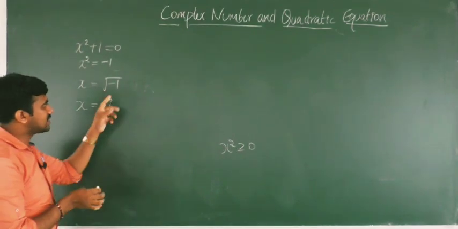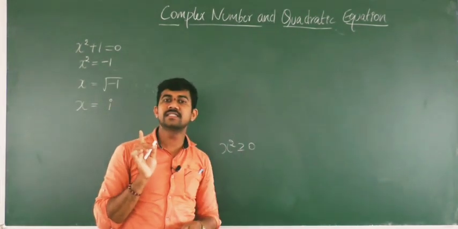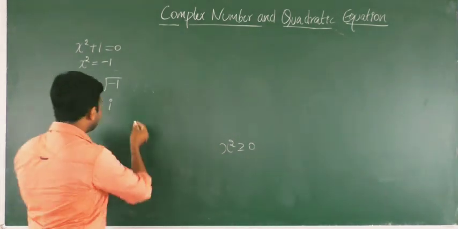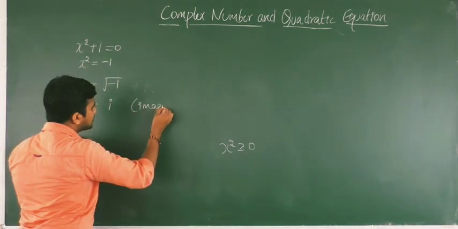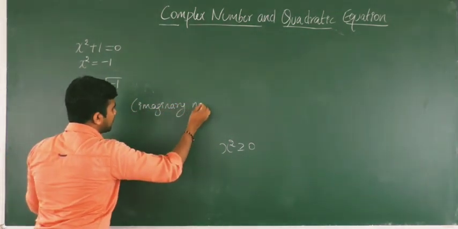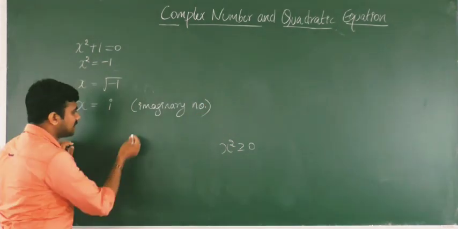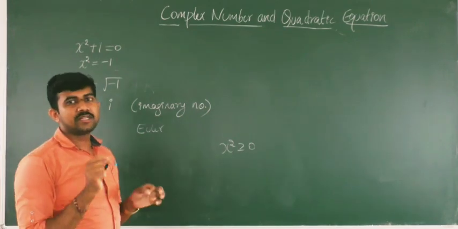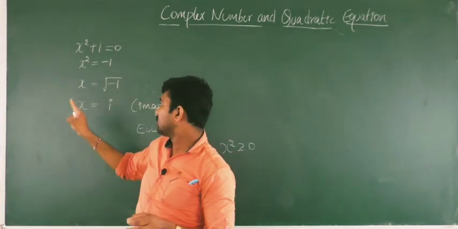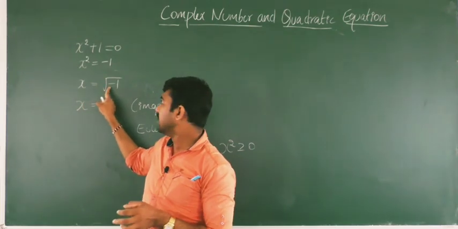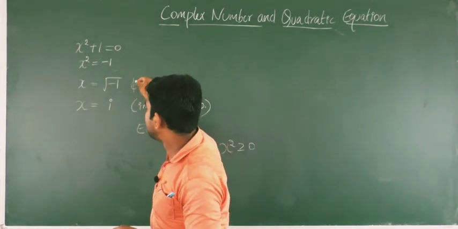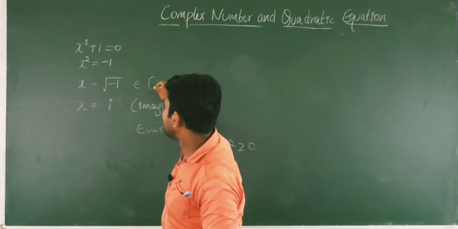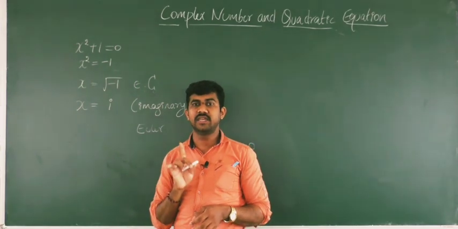We are writing this as i. i means what? It is the imaginary number. So it is not a real number, it is an imaginary number. The mathematician Euler introduced the imaginary number symbol as i. So here x is equal to root minus 1, it does not belong to the real number system, and it belongs to the complex number system. The complex number system we can write as C.